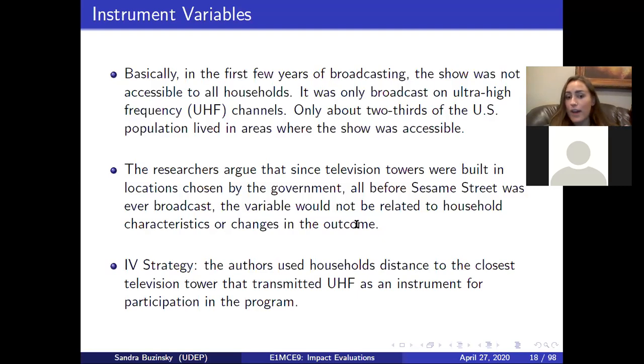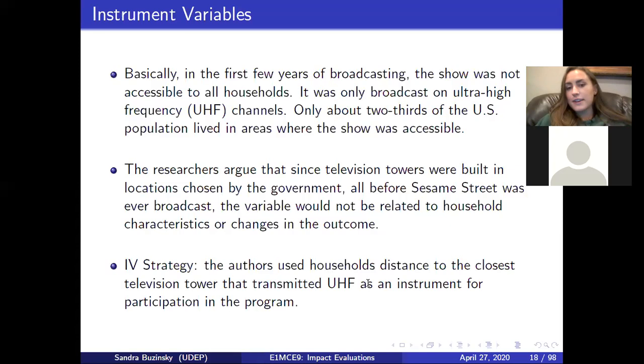So it would satisfy relevance, obviously, because being closer to the towers meant you could watch Sesame Street. And they're saying it's exogenous because the towers were built before Sesame Street was put on, so it shouldn't be related to the outcome variable of school readiness, right? So that's what they're using: household distance to the closest television tower that transmitted this UHF frequency, and that will be their instrument.